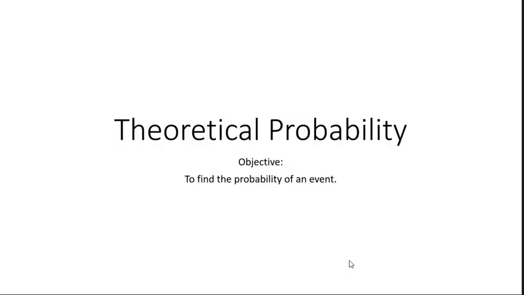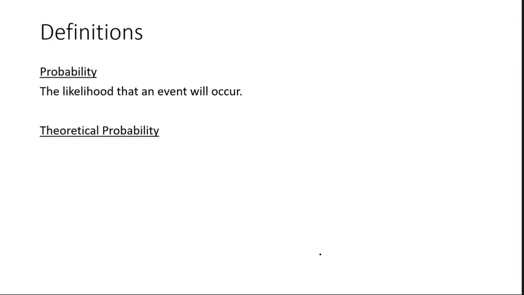In this video, you will learn how to find the probability of an event. So to begin, we want to understand what we mean by probability. Well, probability is a broad category, and it's the likelihood that an event will occur. Now, there are different types of probability, and what we're concerned with in this lesson is theoretical probability, which is what is expected to happen based on mathematics.